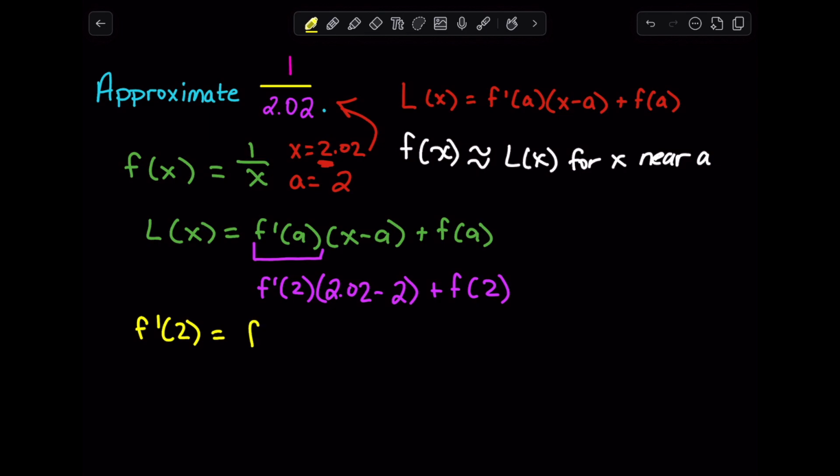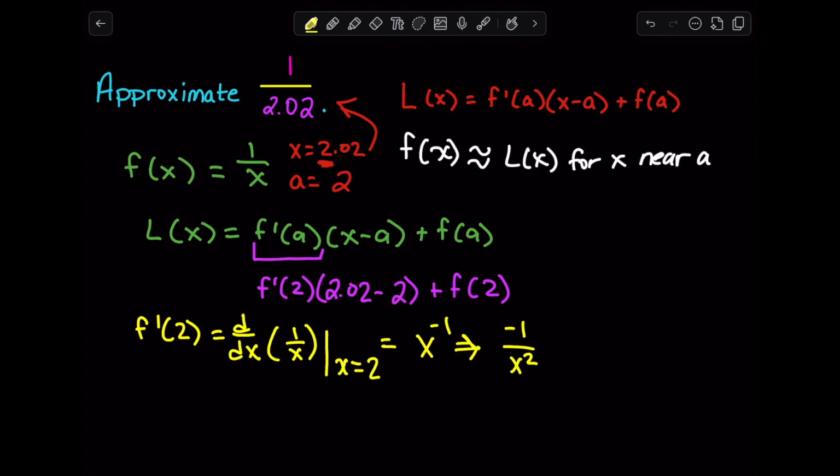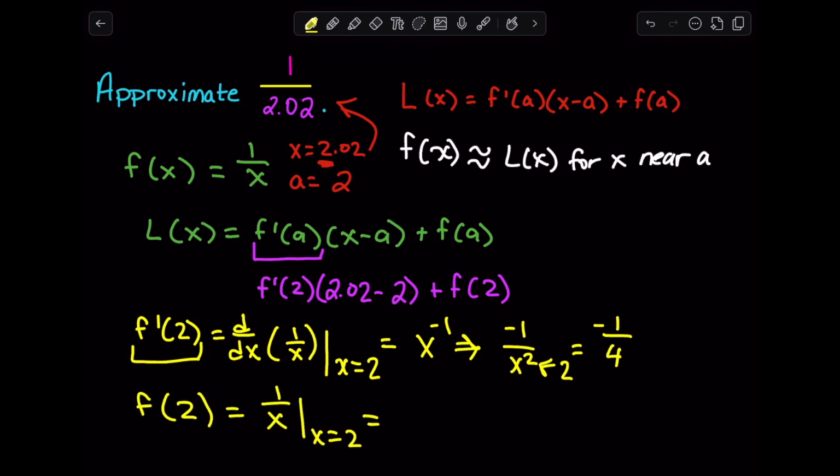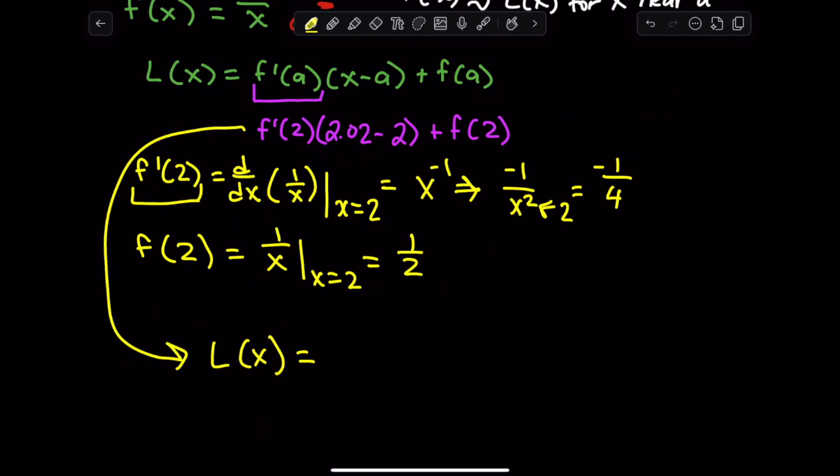f prime of 2 is another way of saying the derivative with respect to x of f of x at x equals 2. So in other words, we'll use the power rule to define the first derivative of 1 over x as negative 1 over x squared. And plugging in 2, that's 1/4. Then defining f of 2, which is just 1 over x with x equals 2 plugged in, which is 1 over 2. And then simplifying that further, we have L of x equals negative 1/4 times 0.02 plus 1/2.